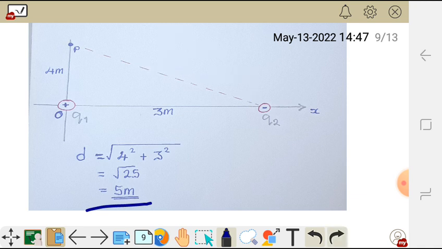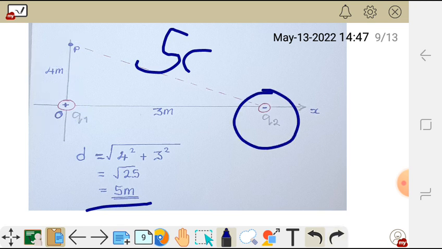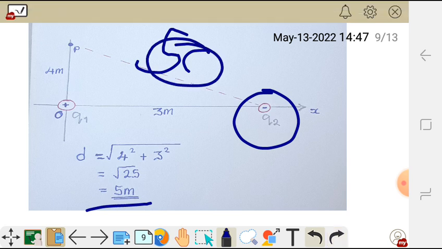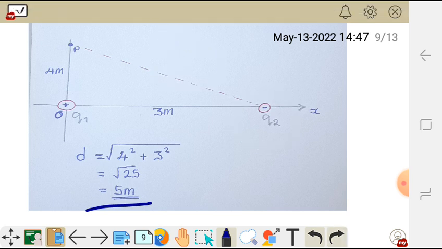So that distance there is simply 5 meters there. So after we have found all the distances, the distance from this to there we already have, it is 4. Then the distance from this to that point of interest is 5. So let's now find the potentials.